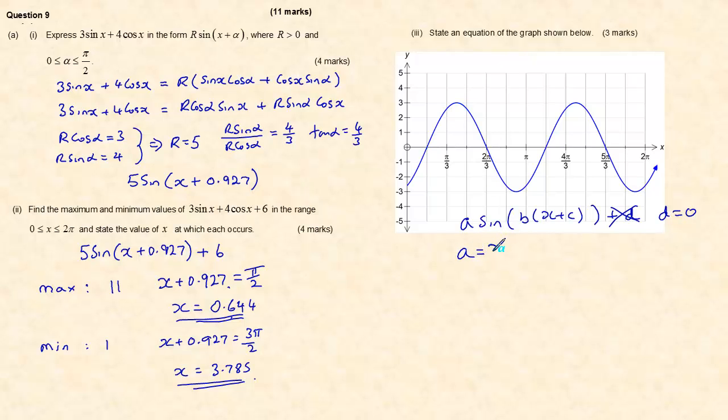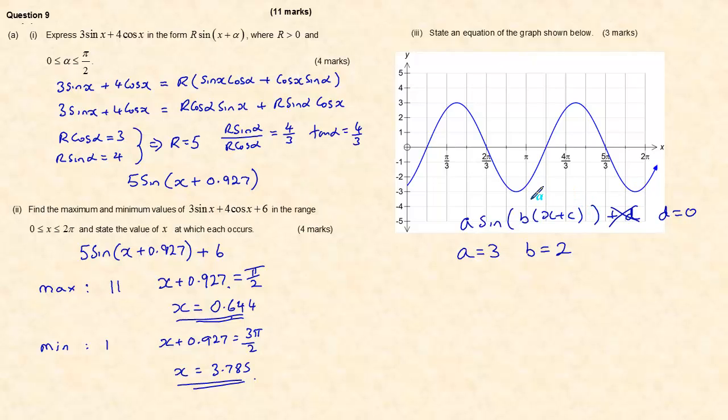So a is equal to 3. Remember, a is the amplitude. Now in 2 pi here, I seem to have 2 complete cycles. So that tells me that b is 2.